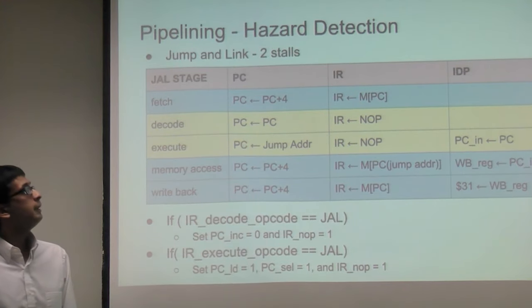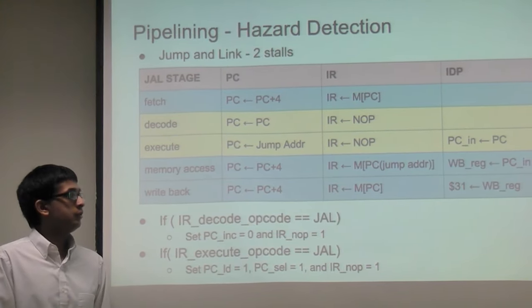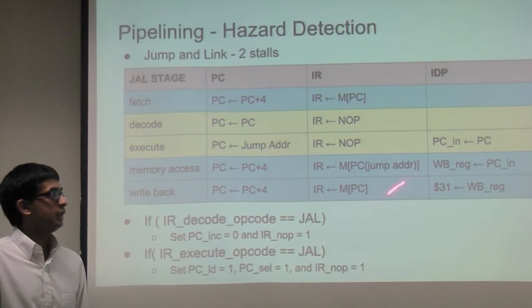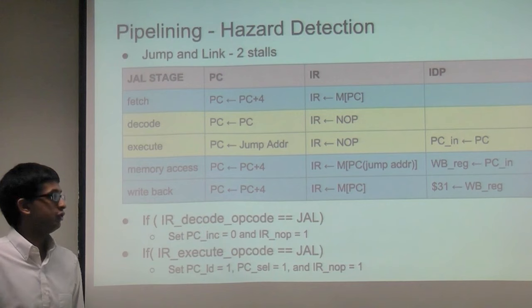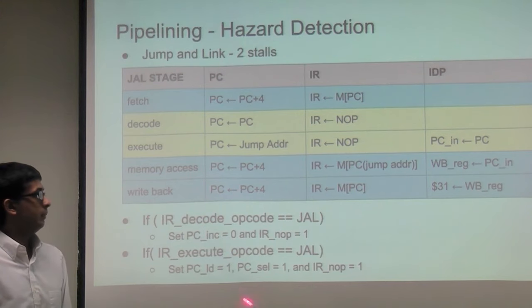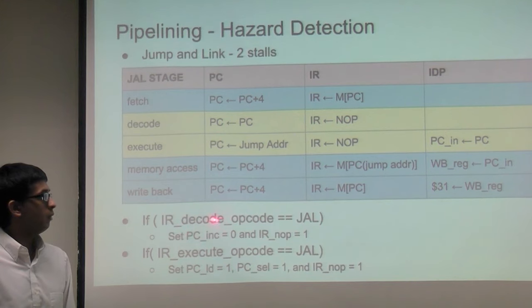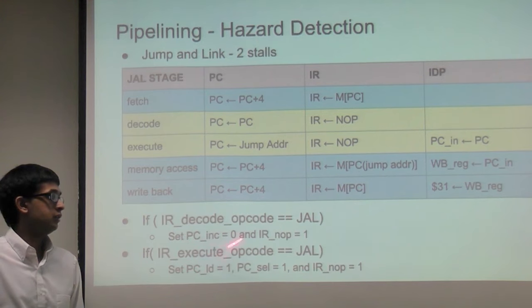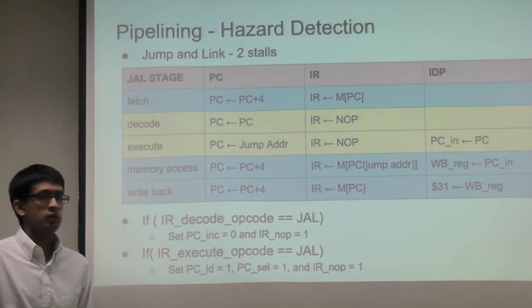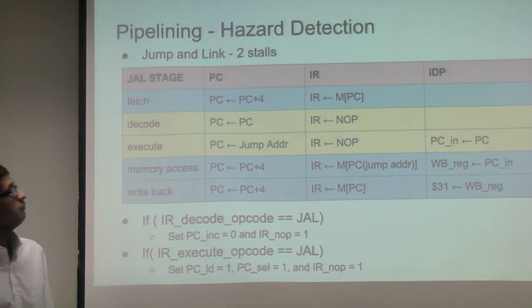For our jump and link, we have 2 stalls. The reason we need 2 stalls is that we need to give time for register 31 to be written into the register file. And since this has 2 stalls, we need 2 different cases here. One to check if the IR decode opcode has jump and link, and the second to check if the IR execute opcode has the jump and link.